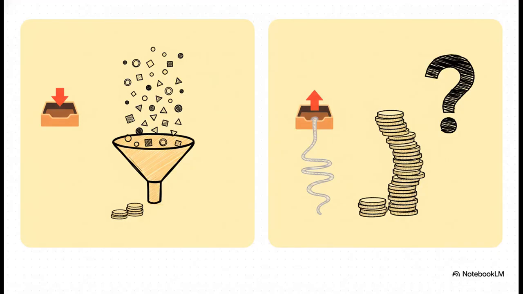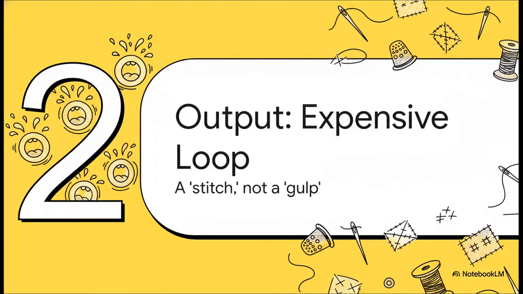So, we know the input side is a fast, parallel gulp, and that's what makes it cheap. But what in the world is happening on the output side that makes it so expensive? This is where the whole story changes. All right, now for the main culprit behind that high price tag, the output.